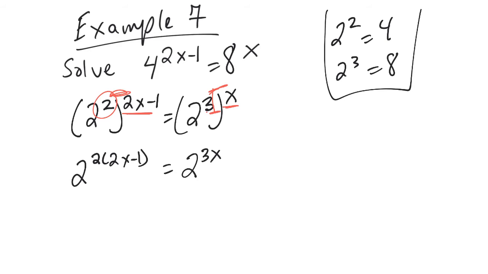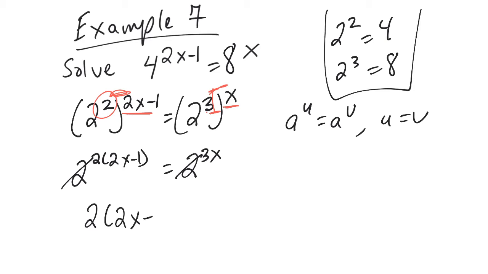Now we see that we have that same base, that 2. So basically we're dropping that base. We're using that property that if a to the u equals a to the v, then u equals v. So we can just drop those 2's. This is gone, this is gone. And so we're now left with 2 times 2x minus 1 equals 3x. This we know how to solve. We've been solving these for a while.